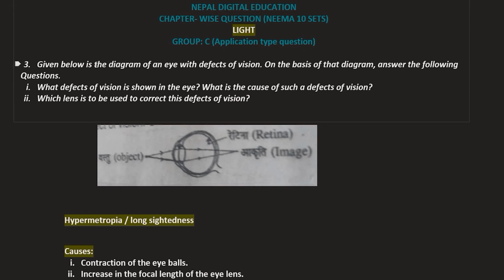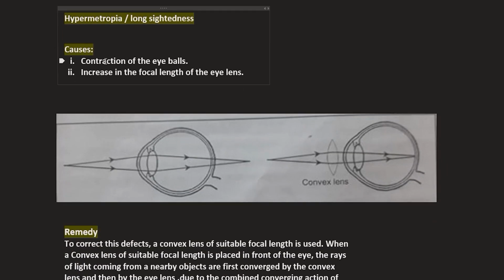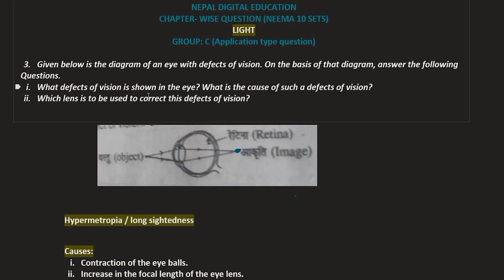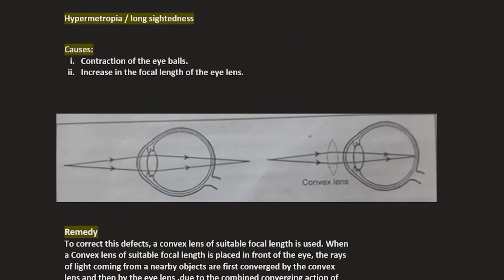The given below is the diagram of an eye with defect of the vision. On the basis of that diagram, answer the following question. What defect of vision is shown in the eye? What is the cause of such a defect of vision? Which lens is used to correct this defect of the vision? So simply here image is formed beyond the retina, so it is hypermetropia. The main cause is the contraction of the eyeball and increase in the focal length of the eye lens, and we can correct it just by using a convex lens of suitable focal length.